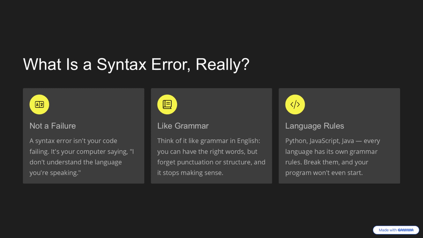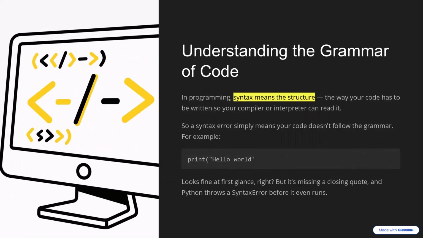In programming, syntax means the structure, the way your code has to be written so your compiler or interpreter can read it. So, a syntax error simply means your code doesn't follow the grammar. For example, print("hello world). Looks fine at first glance, right? But it's missing a quote, and Python throws a syntax error before it even runs.